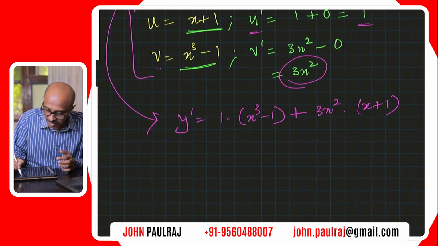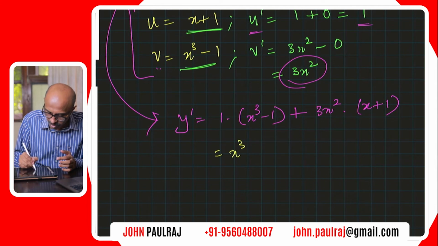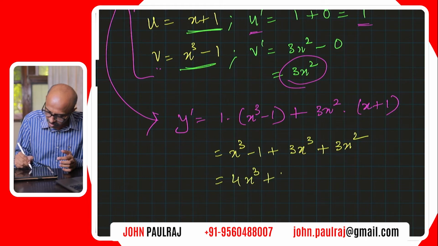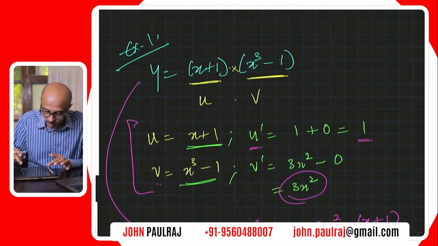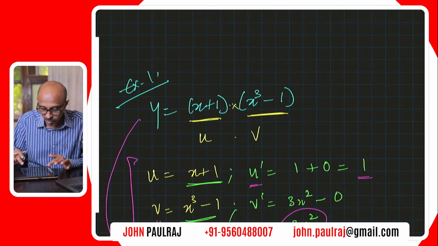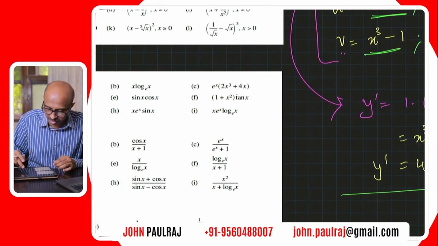And then we simplify it to get x cubed minus 1 plus 3x cubed plus 3x squared, and that is basically 4x cubed plus 3x squared minus 1. And that is the derivative of this original function, x plus 1 times x cubed minus 1, using the product rule. Let's take another example.